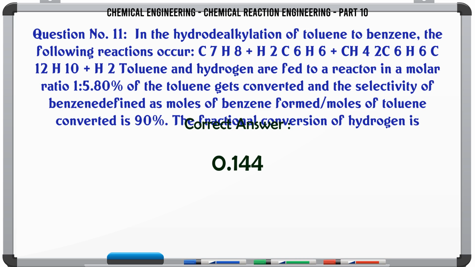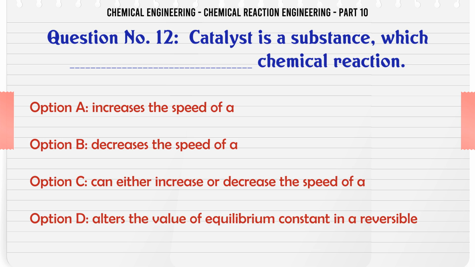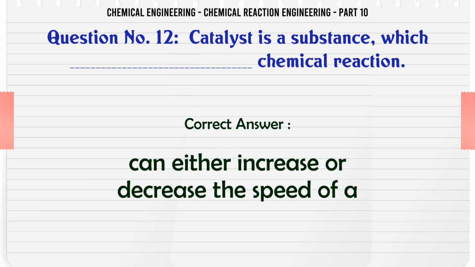0.144. A catalyst is a substance which, in a chemical reaction: A) increases the speed of reaction, B) decreases the speed of reaction, C) can either increase or decrease the speed of reaction, D) alters the value of equilibrium constant in a reversible reaction. The correct answer is can either increase or decrease the speed of reaction.